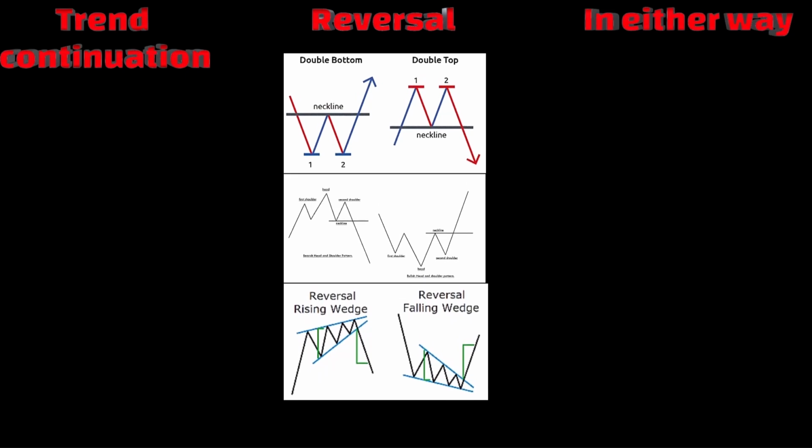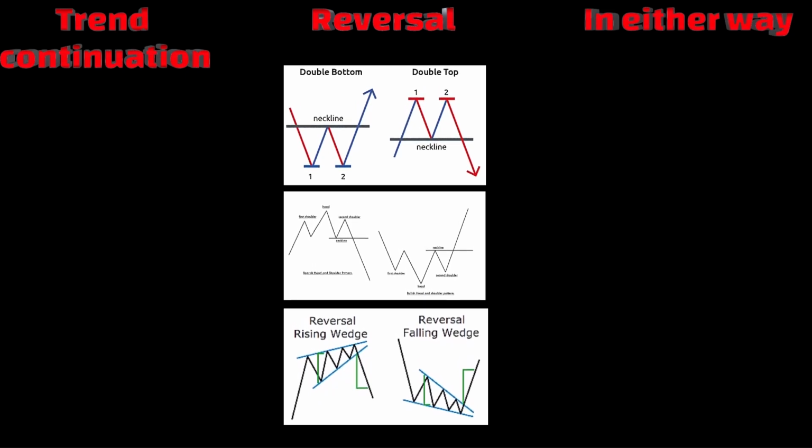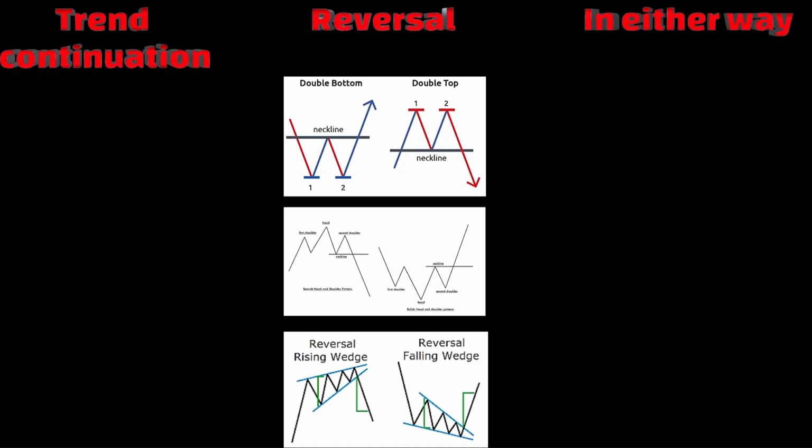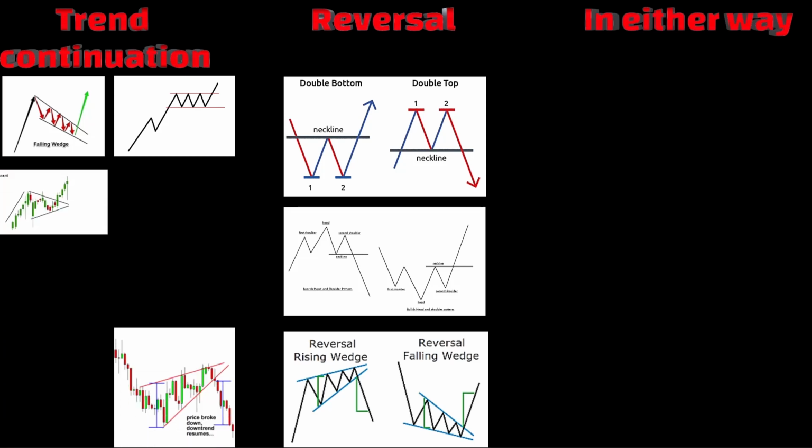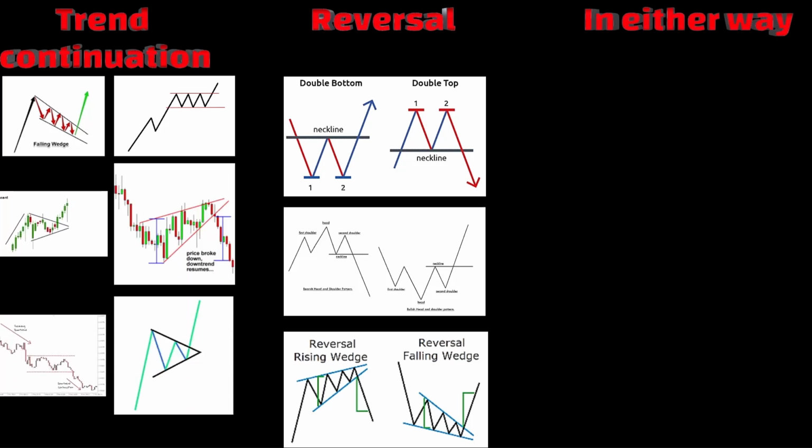In the second category, continuation patterns indicate that the market will continue in the same direction, and these patterns are consolidation patterns. If you think of it from a supply and demand perspective, these are obvious areas where the market is taking a breath. In this category, we have falling wedge, bullish rectangle, bullish pennant, rising wedge, bearish rectangle, and bearish pennant. In the third category, we have the triangles: ascending, descending, and symmetrical.